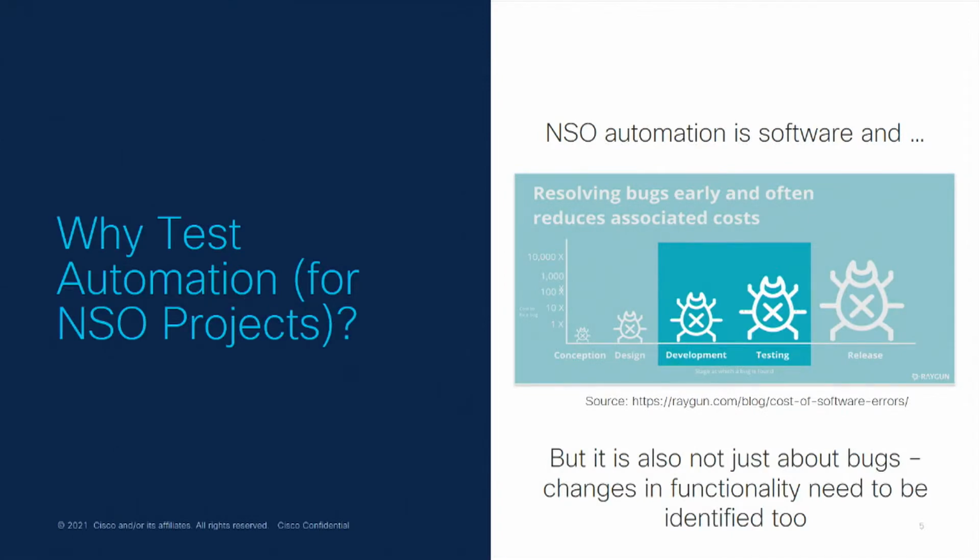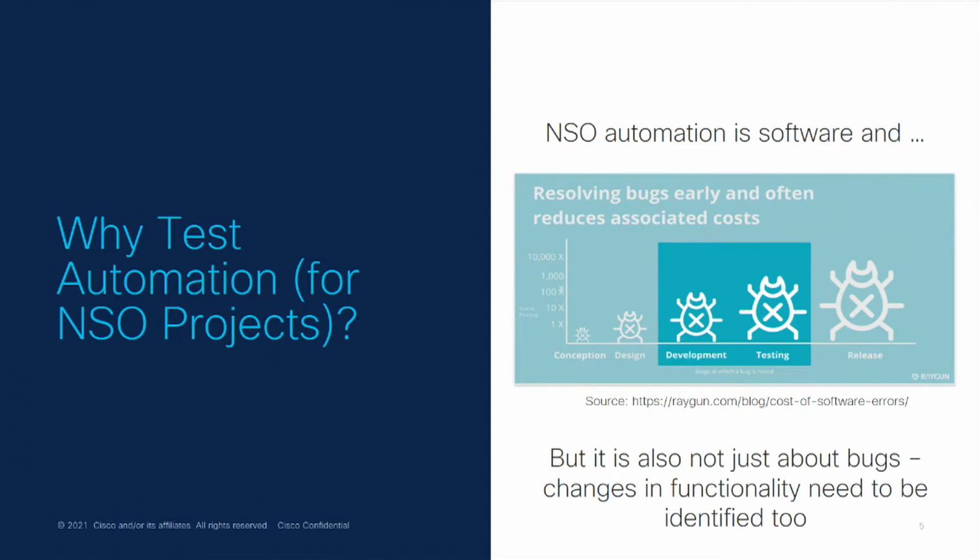So why test automation for NSO projects? Well, NSO automation is software, and it's well established that finding a bug early in software is a lot cheaper than finding it later. Certainly you want to find it before you hit release, before you hit production or the customer networks. And the earlier you find it, in conception, in design and all that, the easier it is. Test automation helps you do that.